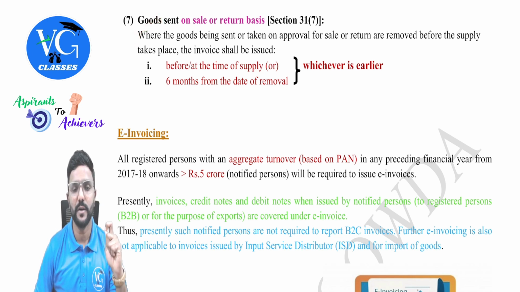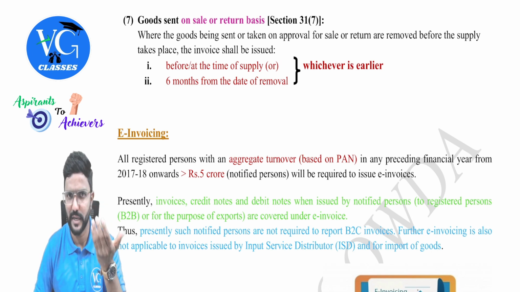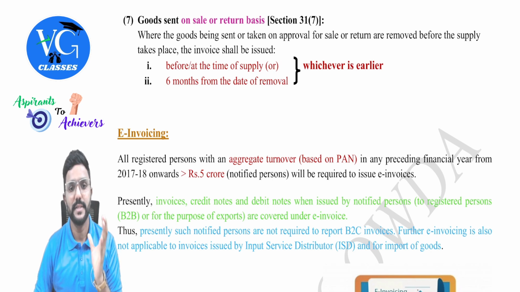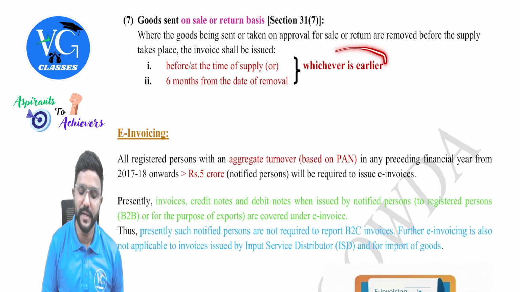Where the goods being sent are taken on approval for sale or return, or removed before the supply takes place, the invoice shall be issued before or at the time of supply if it is already accepted by the recipient, or 6 months from the date of removal, whichever is earlier.